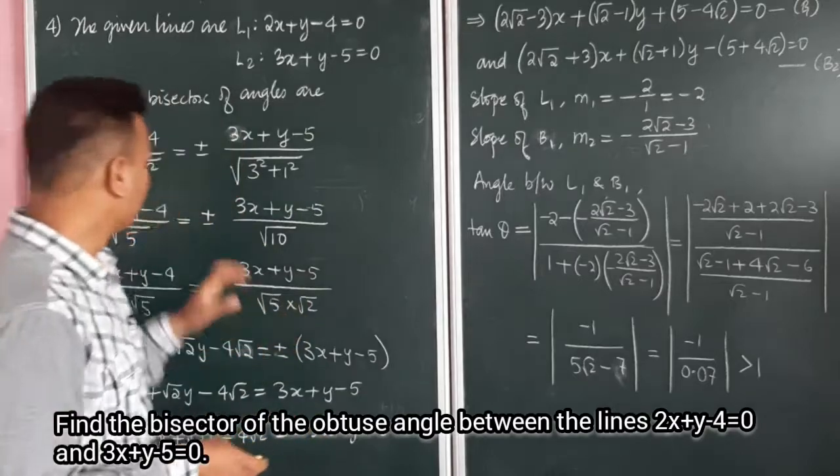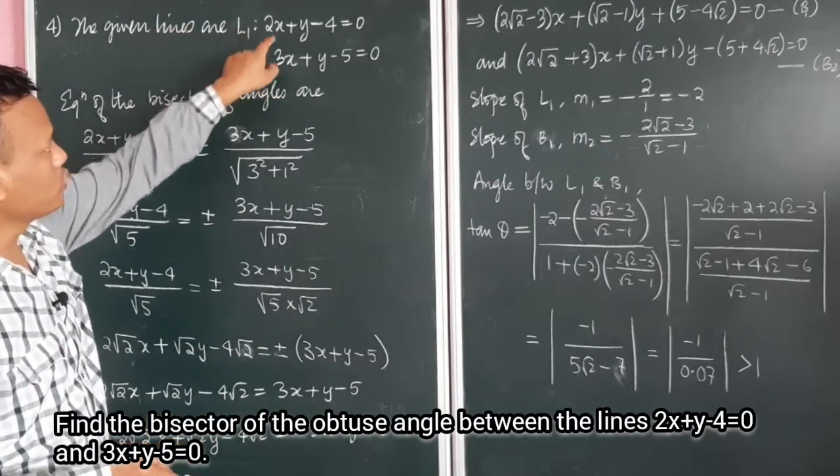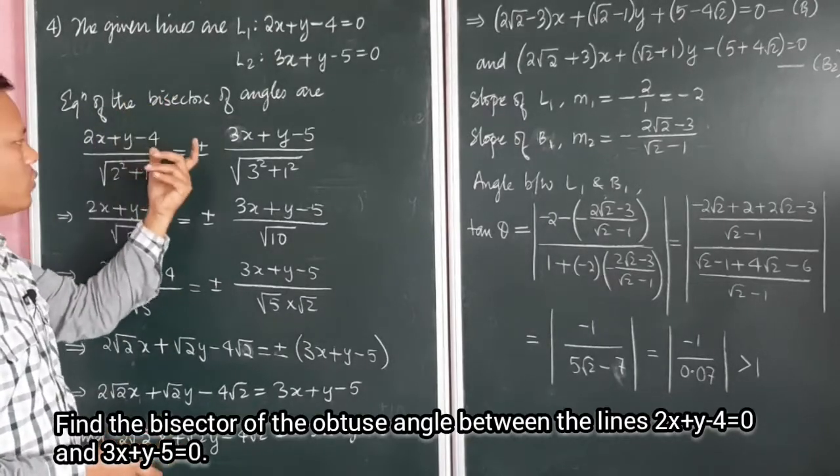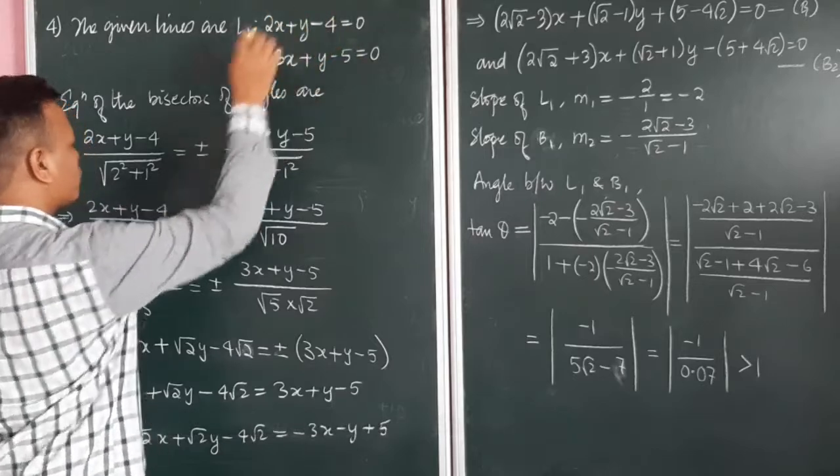Okay, now let me begin. Let me write the given lines as L1 and L2. Okay, the equation of the bisectors, look here carefully. So this is my a1x plus b1y plus c1 equals 0.